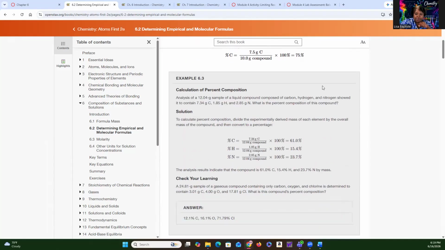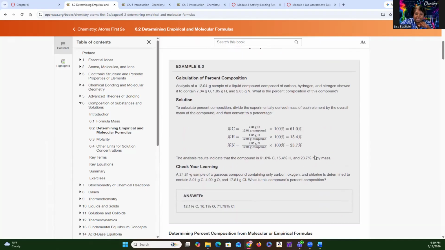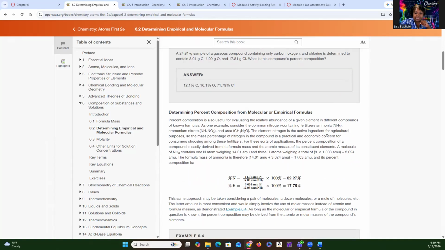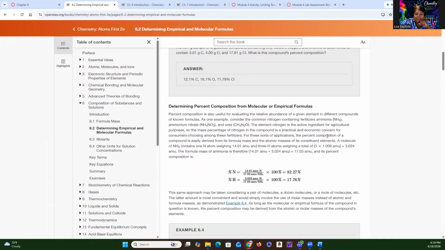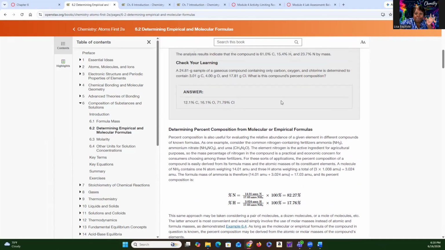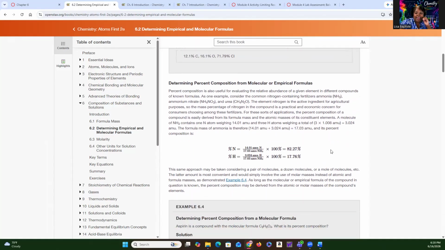All right, and so there are some more examples here. So go through and look at these examples as well so that you can get more practice. Now, what if you didn't have the masses of the compounds, but you had the molecular mass for the compound and then the atomic mass for your elements? We can still look at our percent of the different elements in the compound.